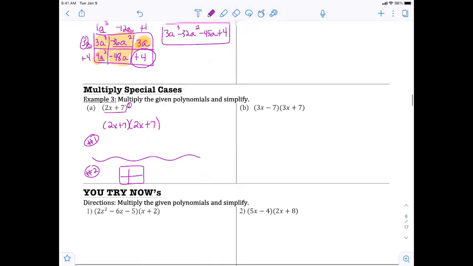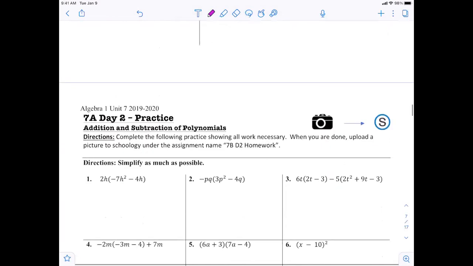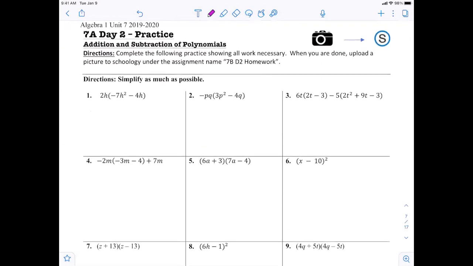Okay. So if you want to give a couple of the other ones I didn't do a shot, go for it. If not, you can move on and get started on the homework for today.